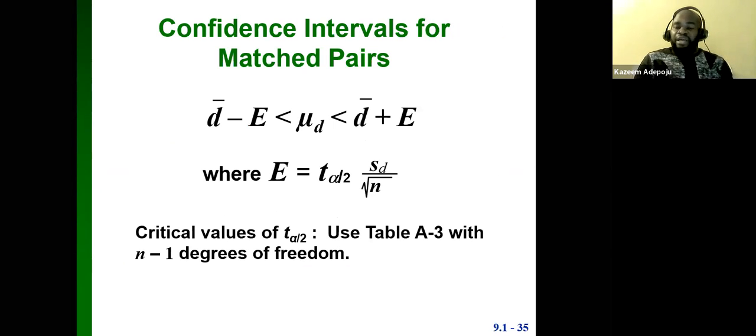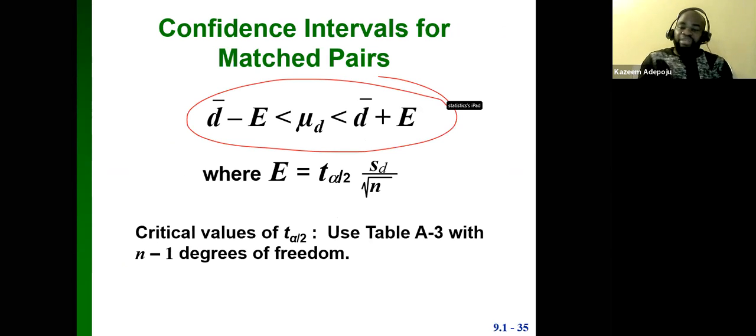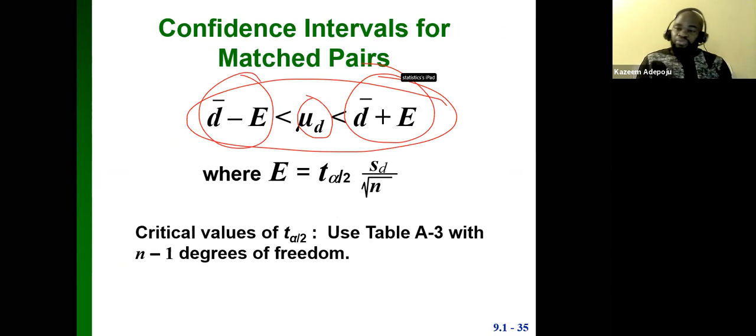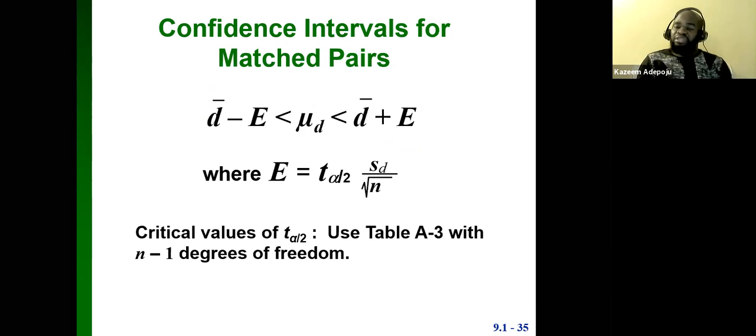After that, we want to construct a confidence interval for the matched pairs. The formula that I'm showing you right now is what we're going to use. What we're trying to say is that the true mean of the difference lies between this and this. Of course, you are subtracting the margin of error from the sample mean of the difference, and you are adding the margin of error to the sample mean of the difference. And what is the margin of error in this situation? This is the formula you're going to use.